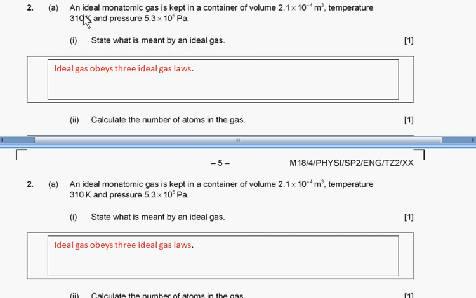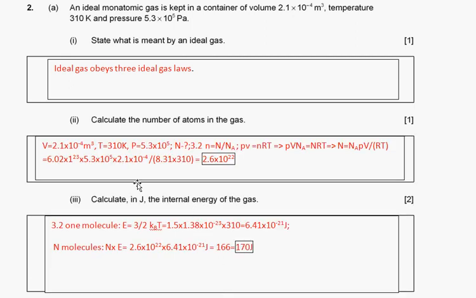Upper panel. An ideal monoatomic gas is kept in a container of volume so much, temperature so much, pressure so much. State what is meant by ideal gas. There are different approaches. The easiest is: ideal gas obeys 3 ideal gas laws. Calculate the number of atoms in the gas. So volume, temperature, pressure are given, and the number of molecules should be found.